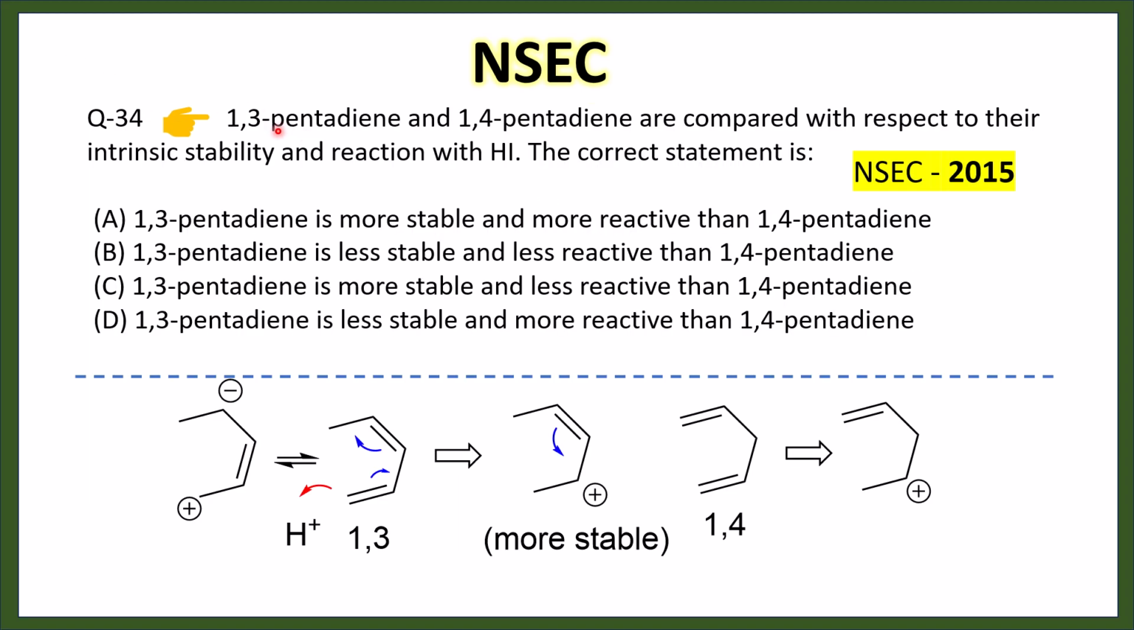Now question number 34. 1,3-pentadiene and 1,4-pentadiene are compared with respect to their intrinsic stability and reaction with HI. The correct statement is, we could find that this is 1,3-pentadiene, this is 1,4-pentadiene. This is the conjugated one, so it can be stabilized through resonance. That's why it is more stable than 1,4, where there is no conjugation. And towards the reaction with HI, when protonation happens initially, it gives the more stable carbocation, whereas this case also gives a stable secondary carbocation.